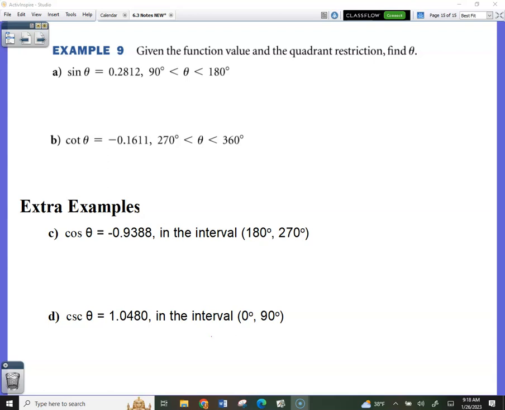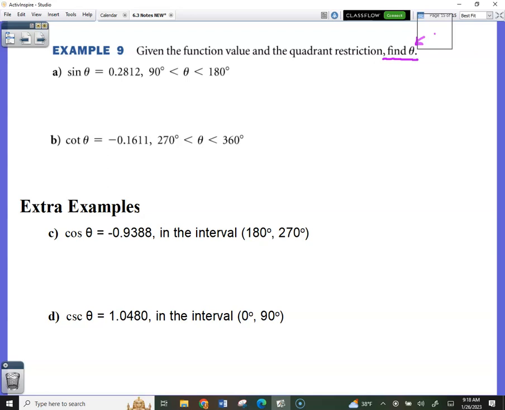This is the last slide in this section. Okay, so they're telling you, given the function value and the quadrant restriction, the goal is finding theta. You have to know what theta is. Theta means find the what?